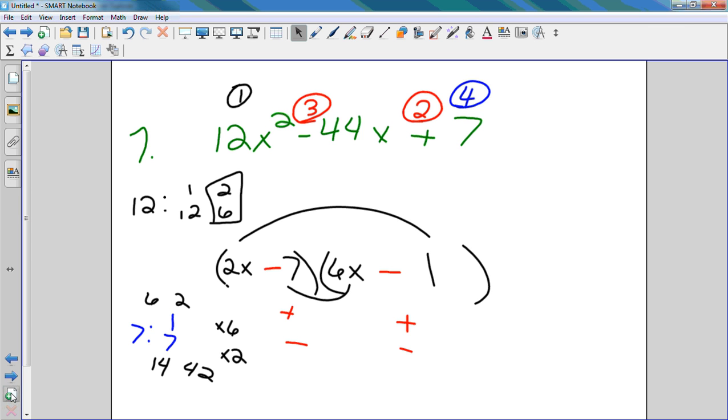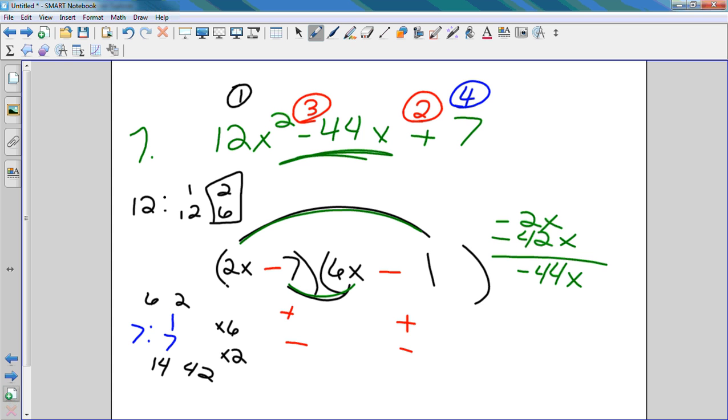Check your answers. My outers are negative 2x. My inners are negative 42x, which gives me negative 44x. Is that what I need? Yep, and check your last. Negative 7 and negative 1 are positive 7.